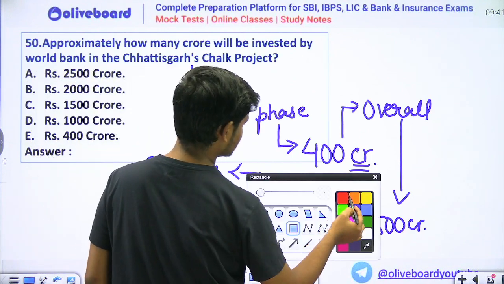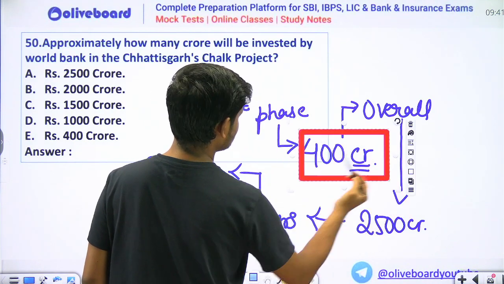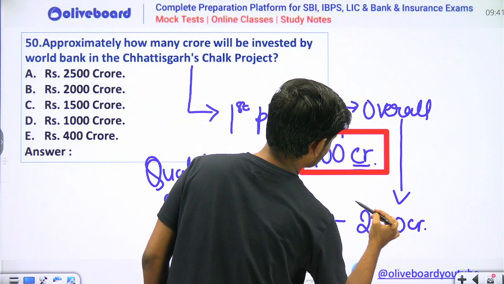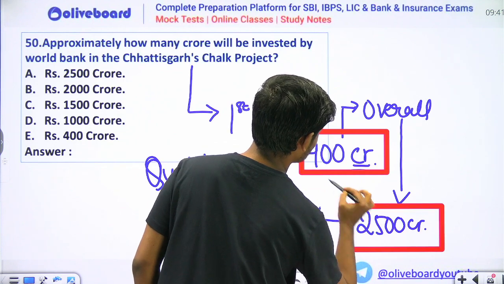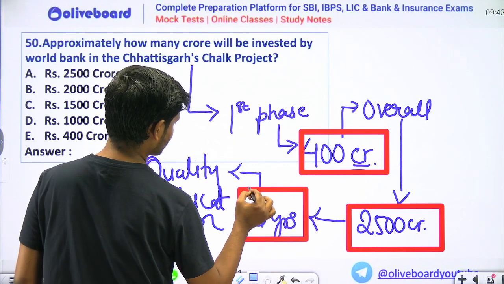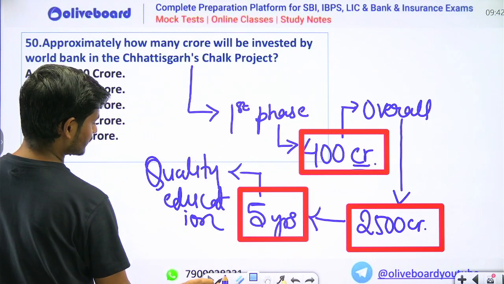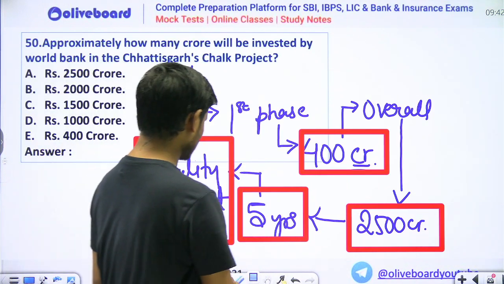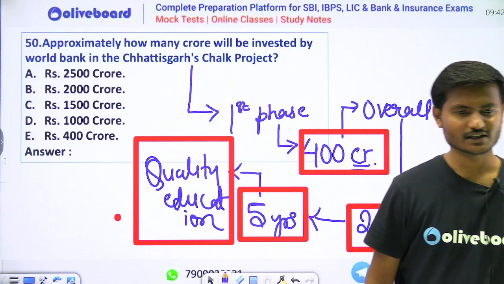So just keep in mind these things: 400 crore rupees in the first phase, and 2500 crore rupees overall, and the duration is 5 years. Generally all the projects are of how many years? 5 years. And the theme of the project is quality education. So yes, it is a very important project when it comes to the development of Chhattisgarh's education quality.